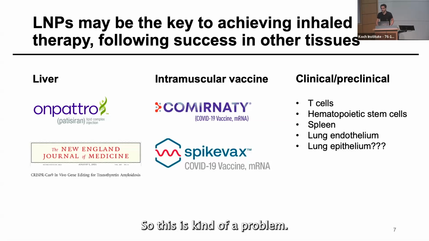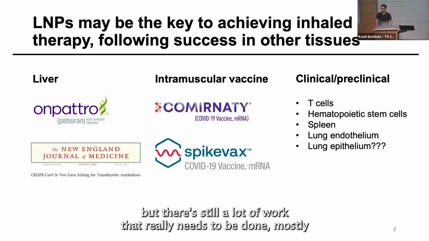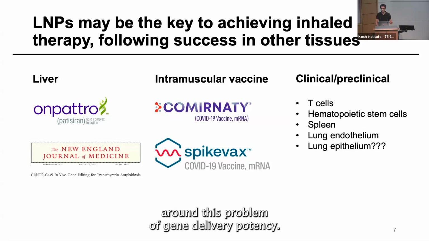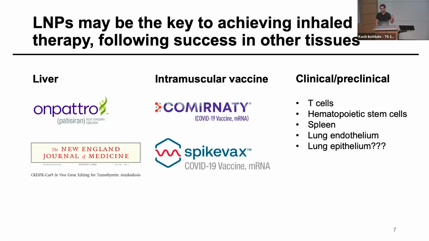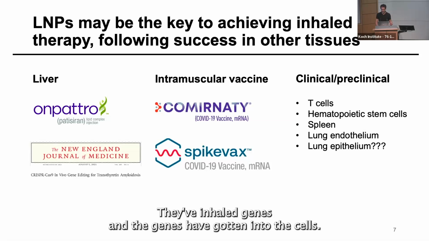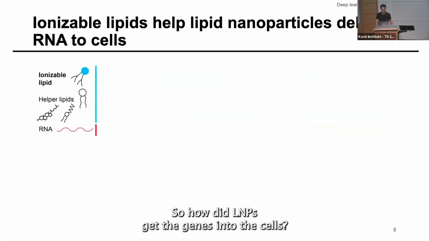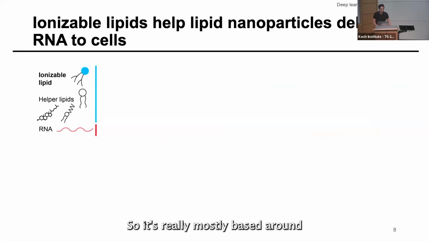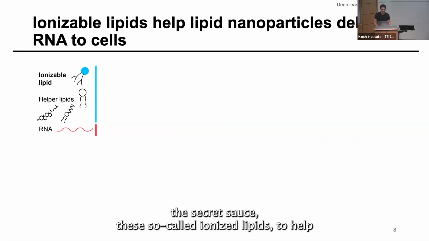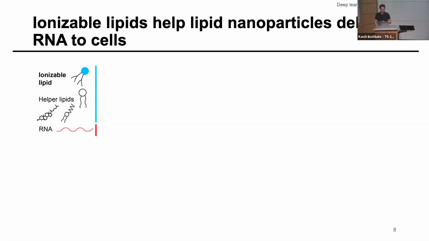All right, so this is kind of a problem. We really want to transfect lung cells, and this is hopefully the solution, but there's still a lot of work that really needs to be done, mostly around this problem of gene delivery potency. Up till now, people have inhaled stuff, they've inhaled genes, and the genes haven't gotten into the cells. So how do LNPs get the genes into the cells? It's mostly based around this secret sauce, these so-called ionizable lipids to help LNPs deliver RNA to cells.